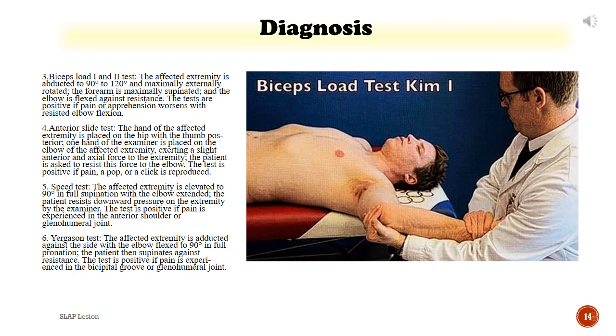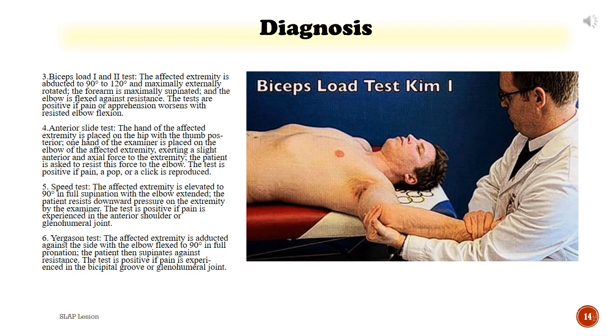Anterior slide test: the hand of the affected extremity is placed on the hip with the thumb posterior. One hand of the examiner is placed on the elbow of the affected extremity, exerting a slight anterior and axial force to the extremity. The patient is asked to resist this force to the elbow. The test is positive if pain, a pop, or a click is reproduced.